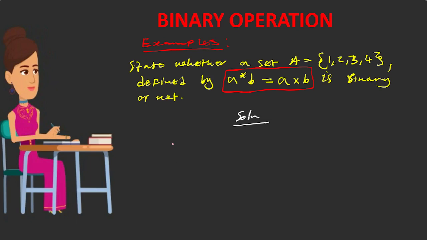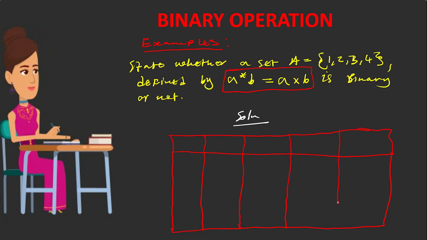So I'm going to use a table which will help you to identify if that particular set is binary or not. In most cases, you're also going to be asked to give a reason why it is a binary operation or not a binary operation. This is how easily you can do it using the table.